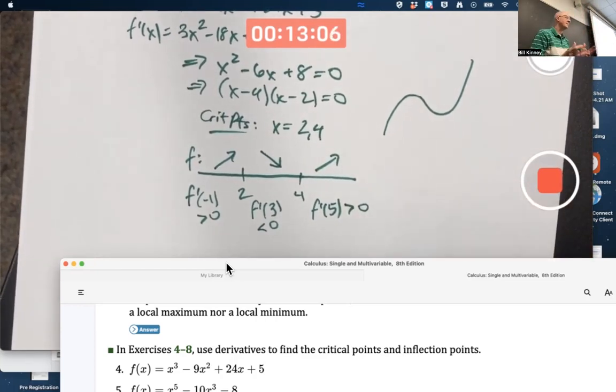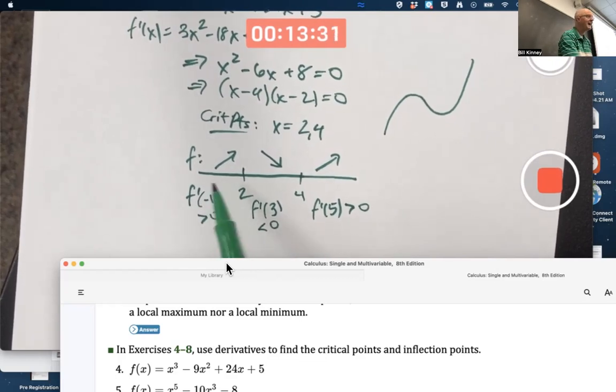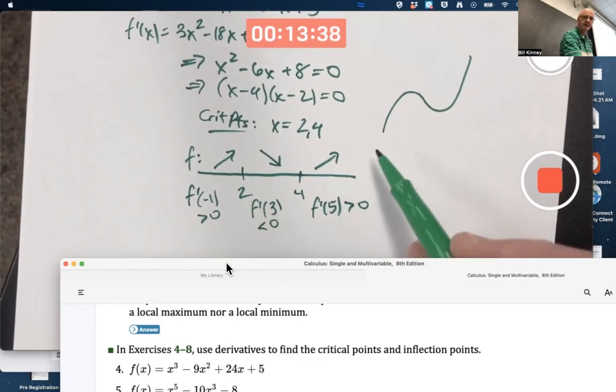In making this picture, I'm implicitly using a theorem that I haven't actually officially written down in class yet. It's called the increasing function theorem. I've mentioned it before. If the derivative is positive on some interval, which this is implicitly showing, also because it's a nice continuous function, f prime is really positive for all x less than 2. The increasing function theorem implies that f is increasing on that interval. It's going up, like you see in this picture.